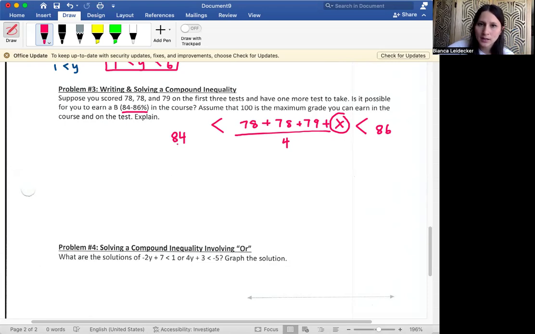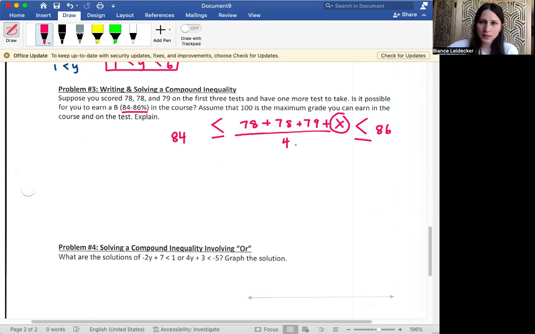And this is the grade bracket, basically. The definition of a B is between an 84 and an 86. So you're thinking, can this test average with the 4th test result in a grade that's between 84 and 86? Now, 84 counts as a potential score. 86 counts as a potential score because if you get an 84, it's still a B. If you get an 86, it's still a B.